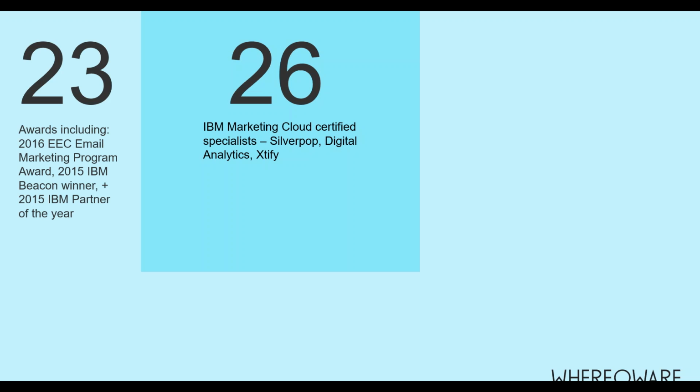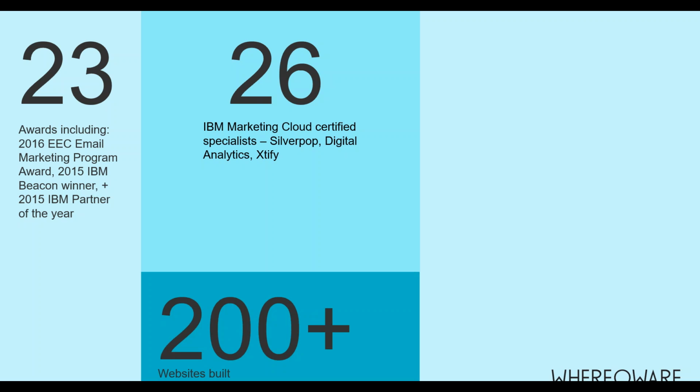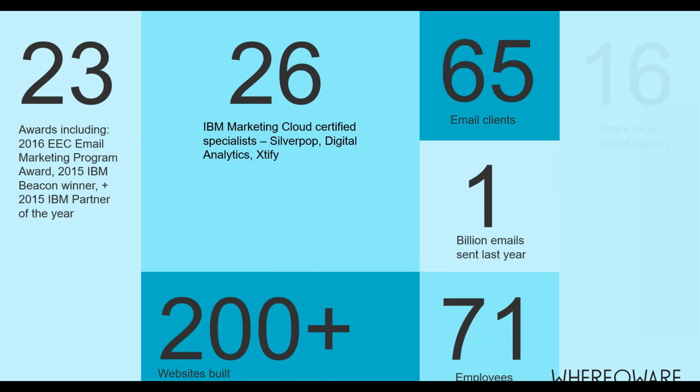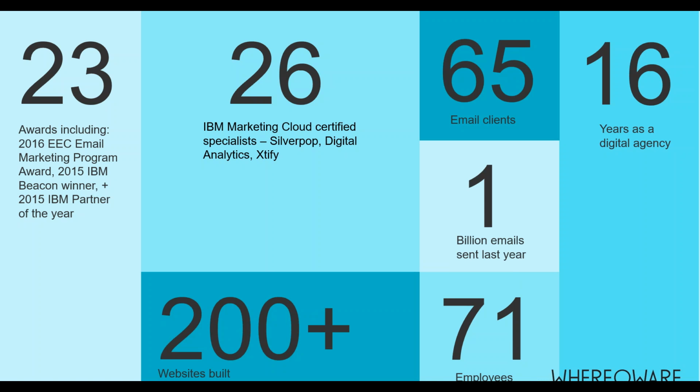So a little bit more about us. We've won 23 awards, including the 2016 EEC Email Marketing Program Award, the 2015 IBM Beacon Award for Smarter Commerce, and the 2015 IBM Partner of the Year Award for the IBM Marketing Cloud. We have 26 IBM Marketing Cloud certified experts on staff. We've built over 200 websites. We work with 65 email clients. Last year alone, we sent over 1 billion emails. We currently have 71 employees, and we've been in business for 16 years as a digital agency.